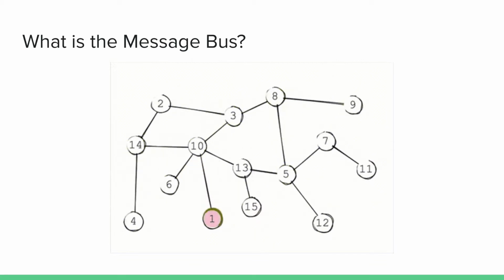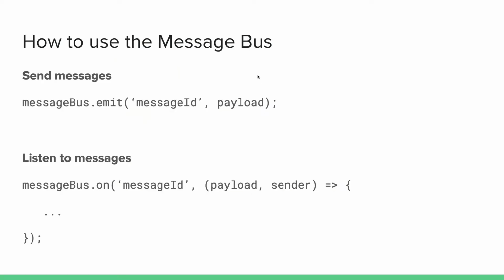It's also important to mention the limitations. Your updates could take a while to reach the other players or users in the scene, and this is mainly because they have to propagate through other peers. Now we understand what the message bus is. This is basically how you use it. When you have an instance of the message bus, you can send a message. You set a message ID and then a payload, which can be whatever you want to send.